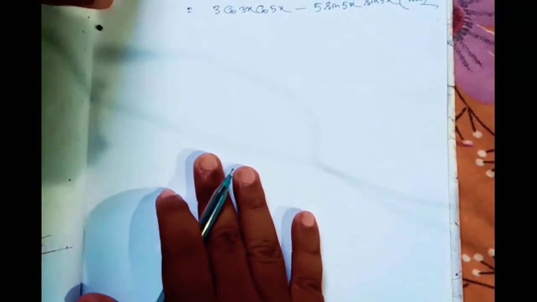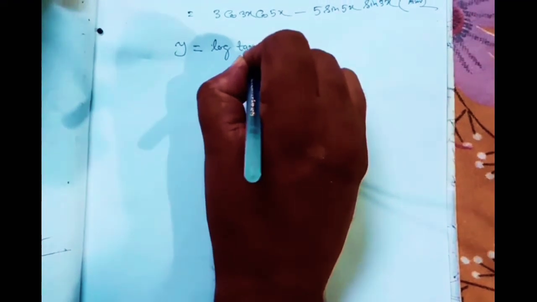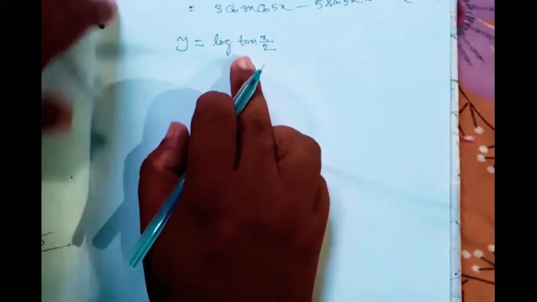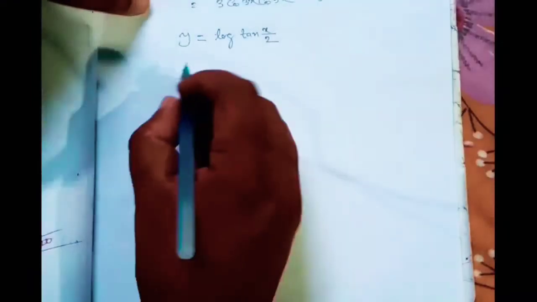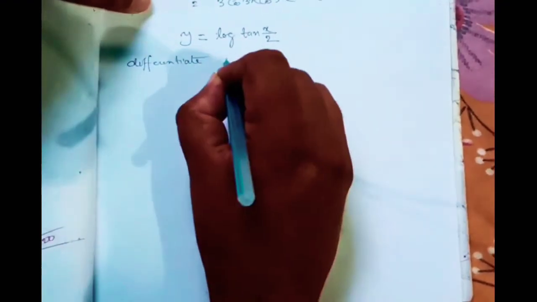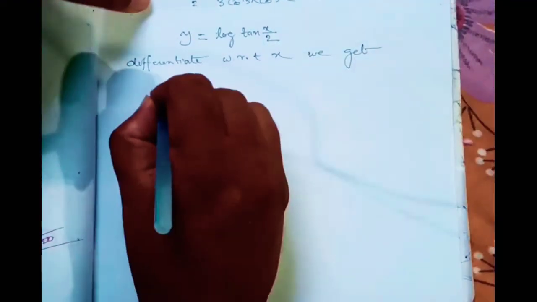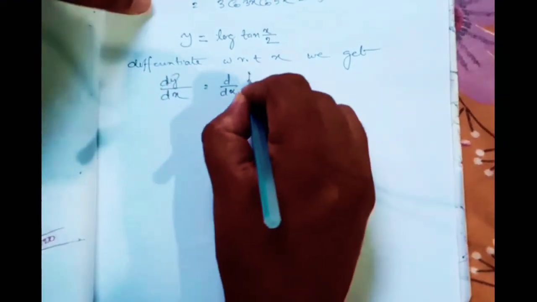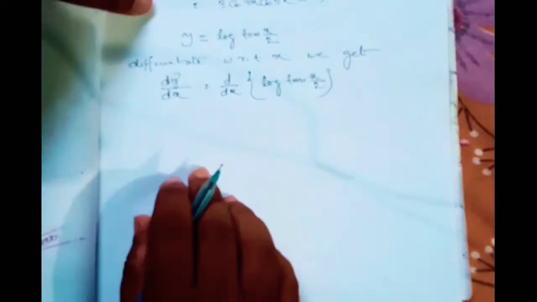What is the question? y is equal to log tan x by 2. It is given. We have to find dy/dx. Okay, so again I am writing, differentiate with respect to x. We get dy/dx is equal to d/dx of log tan x by 2.